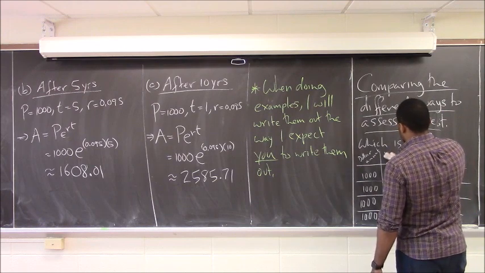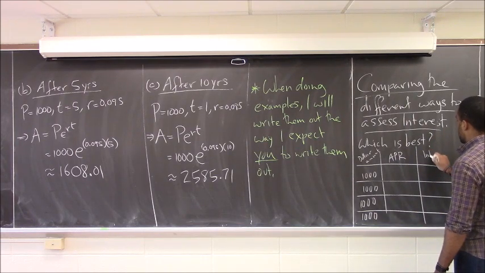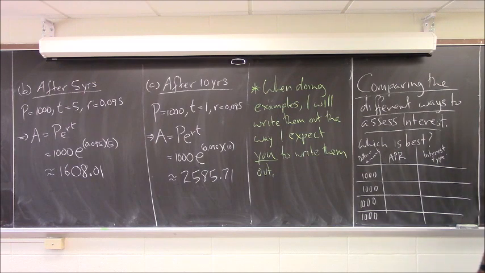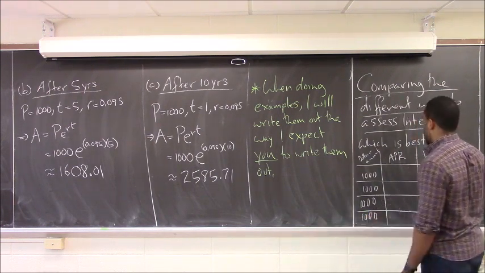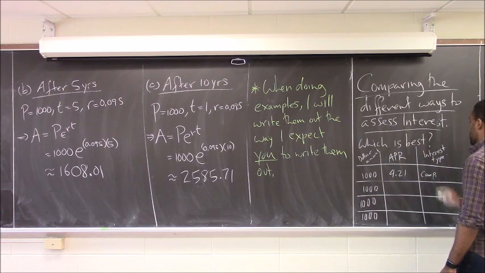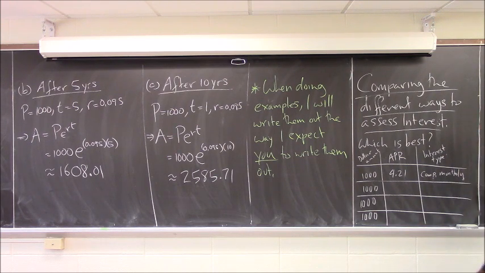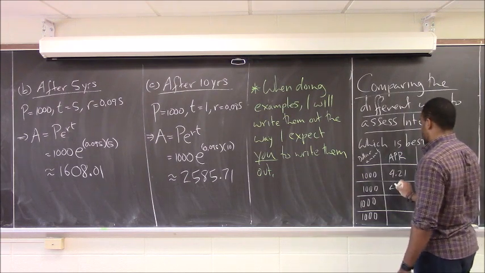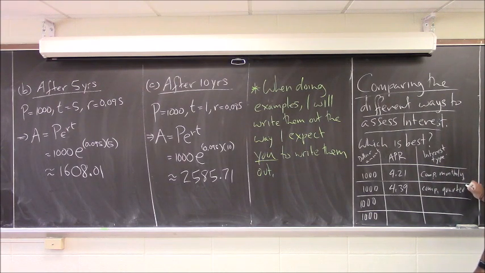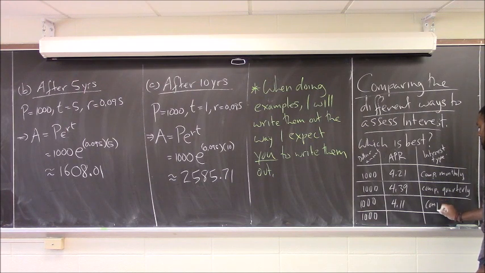Interest rate, let's say APY, and just type. Okay, so you have $1,000, and let's say the APR is 4.21, and I can say this is compounded monthly. Or I can have 4.39 compounded quarterly. I can have 4.11, and I can say compounded continuously.